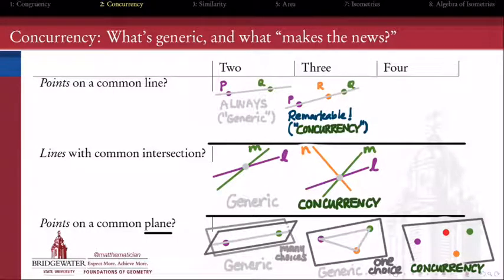So the moral of the story is that concurrencies are exceptional events in geometry. They happen when, for example, 3 points share a common line. Doesn't happen that often, even if it does with 2. Or when 3 lines share a common intersection point. Again, it happens generically with 2 lines, but with 3 lines we can't expect it to happen always. And likewise, when 4 points are coplanar, when they share a common plane. We can't expect that generically to happen, even if it does generically happen with only 3 points.